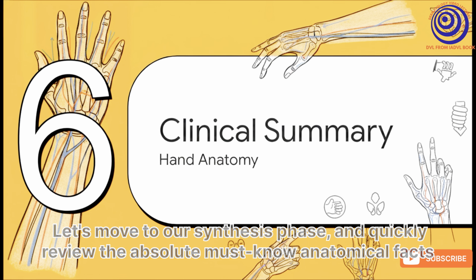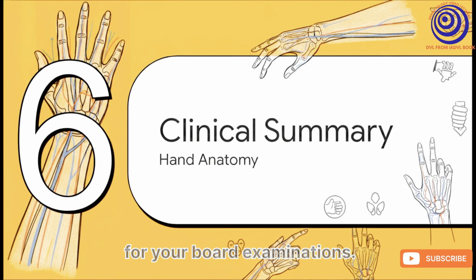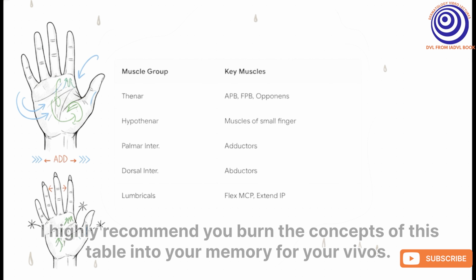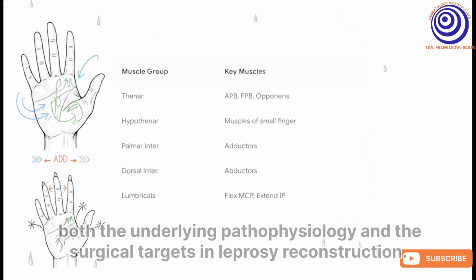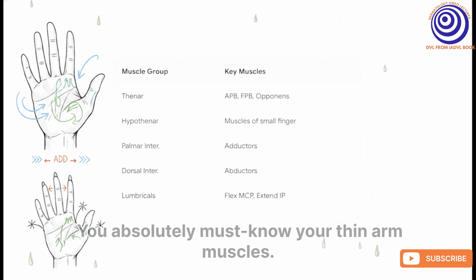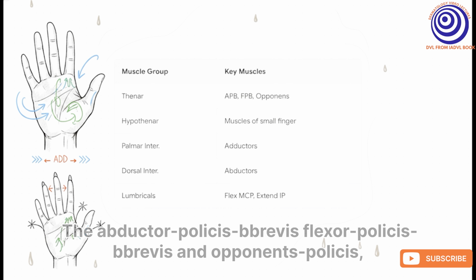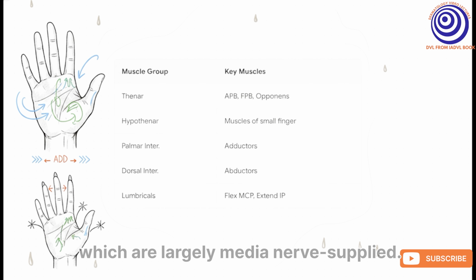Section 6. High-yield clinical summary. Let's move to our synthesis phase and quickly review the absolute must-know anatomical facts for your board examinations. I highly recommend you burn the concepts of this table into your memory for your vivas. Accurately recognizing these precise intrinsic muscle deficits is vital for understanding both the underlying pathophysiology and the surgical targets in leprosy reconstruction. You absolutely must know your thenar muscles, the abductor pollicis brevis, flexor pollicis brevis, and opponens pollicis, which are largely median nerve supplied.